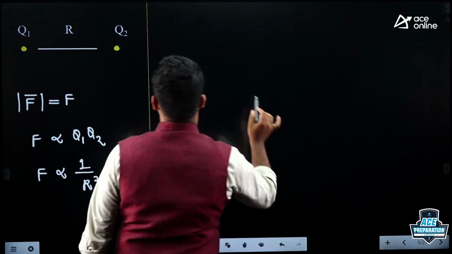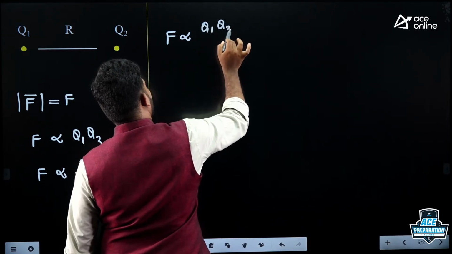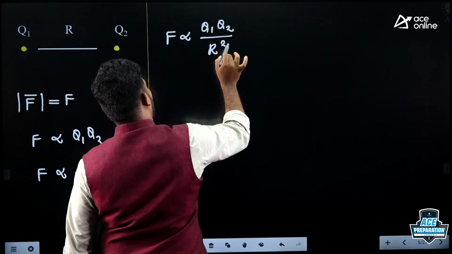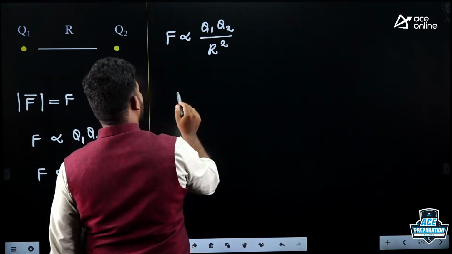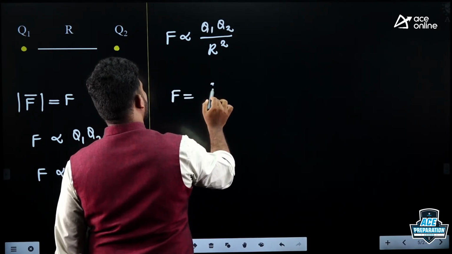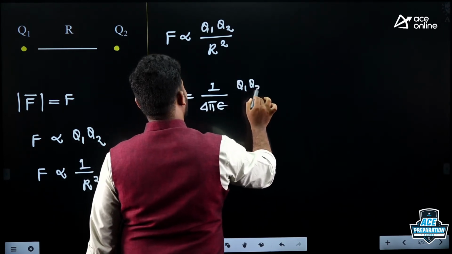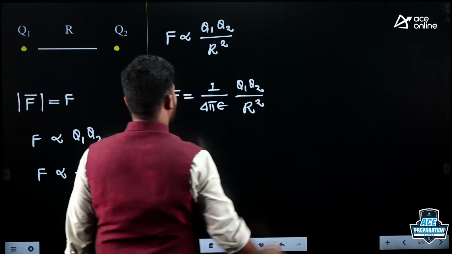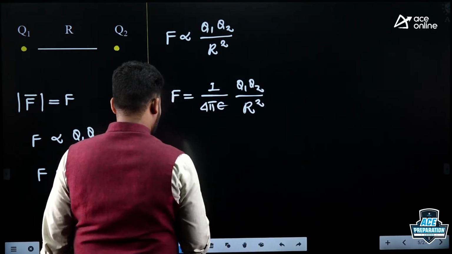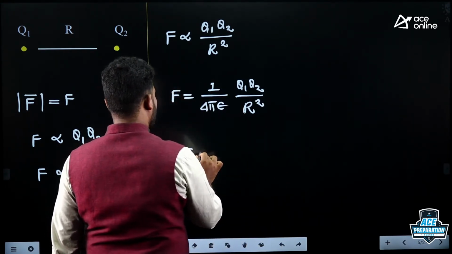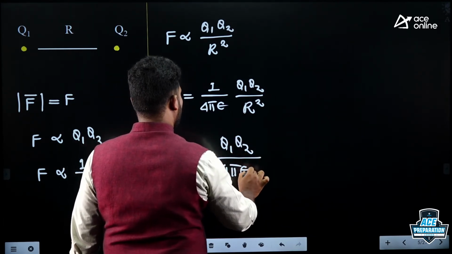I'll combine these two equations. So I can write F is proportional to Q1 into Q2 divided by R square. And obviously there is some proportionality constant here. The proportionality constant is 1 by 4 pi epsilon, so F is equal to 1 by 4 pi epsilon into Q1 into Q2 divided by R square. Or you can simply write F is equal to Q1 Q2 divided by 4 pi epsilon R square.